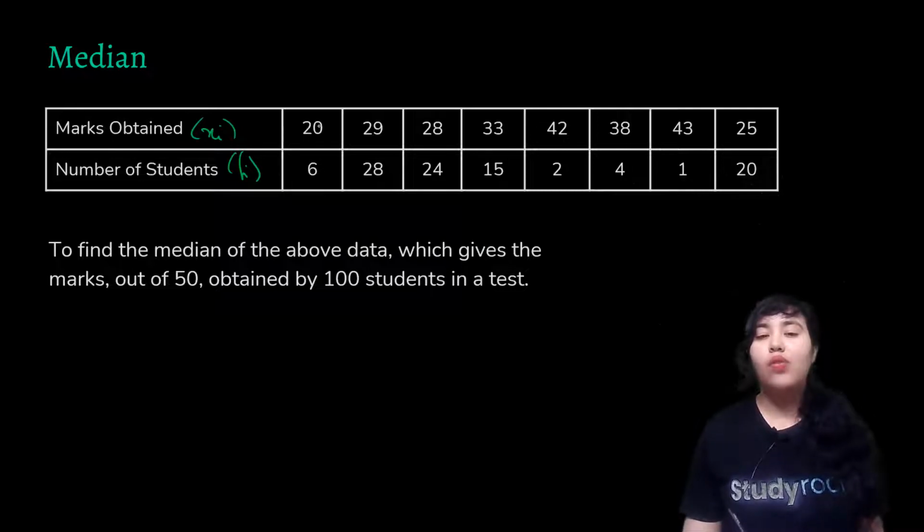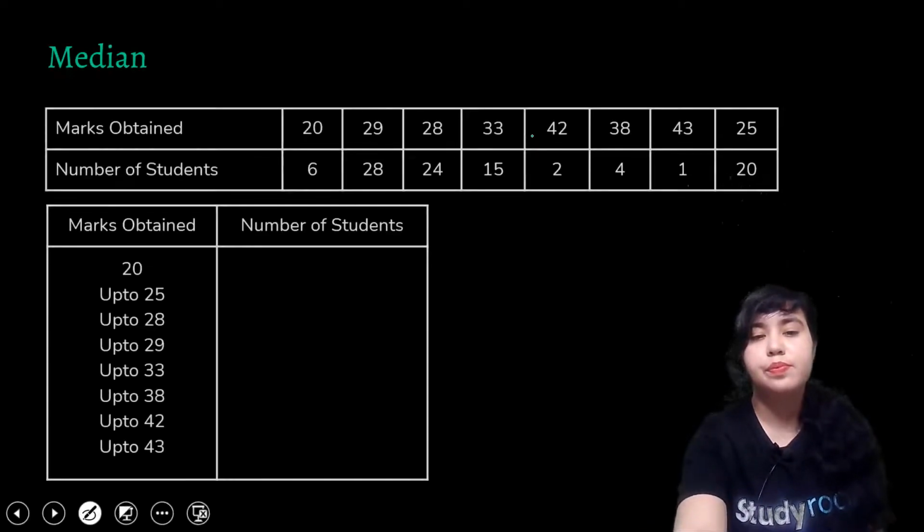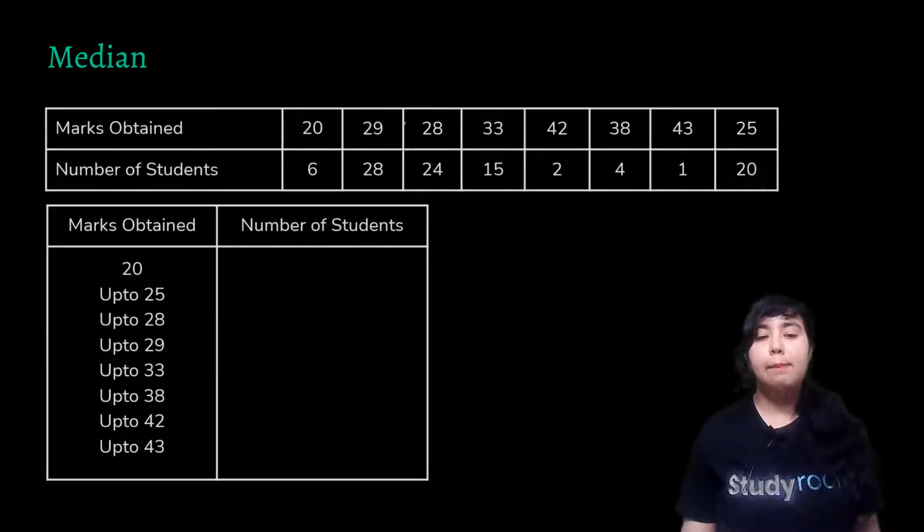So first of all, just check if it's in ascending order. So the data is not in ascending order. So first we'll arrange it in ascending order. So that will become 20. Then you can take up to 25, up to 28, 29, 33, 38, 42 and 43. So first of all, you arrange it in ascending order. So you take 20, 25, 28, 29, 33, 38, 42 and 43.